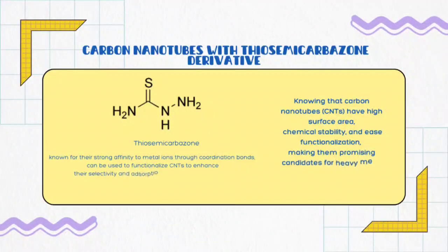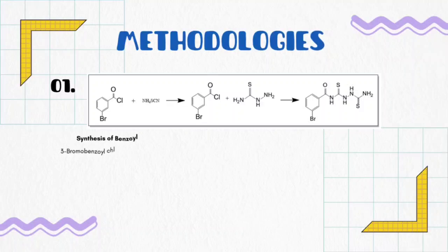Thiosemicarbazone is known for its strong affinity to metal ions through coordination bonds, and can be used to functionalize carbon nanotubes to enhance their selectivity and adsorption capacity for cobalt ion. Knowing that carbon nanotubes have high surface area, chemical stability, and functionalization, making them promising candidates for heavy metal adsorption. Next, we go to the methodologies.